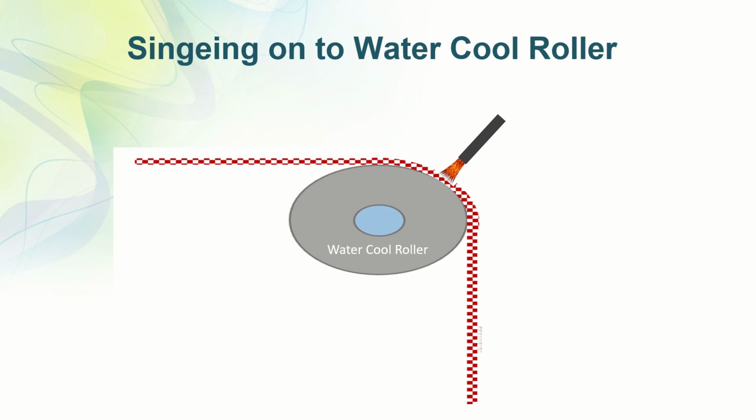Singeing onto water-cooled roller. In this position, the flame bounces at a right angle onto the fabric while the fabric passes onto a water-cooled guide roller. This position is usually recommended for all types of blended and synthetic fabric.